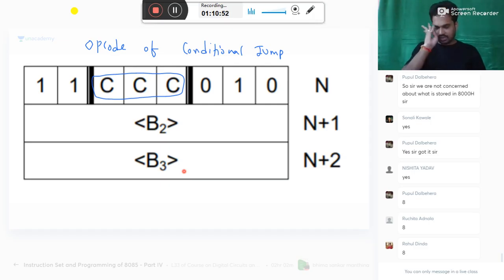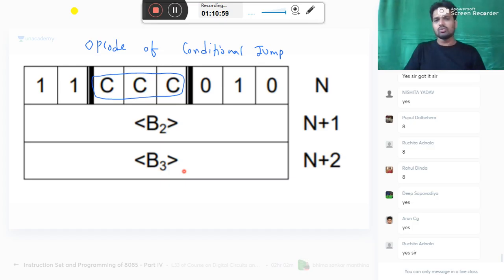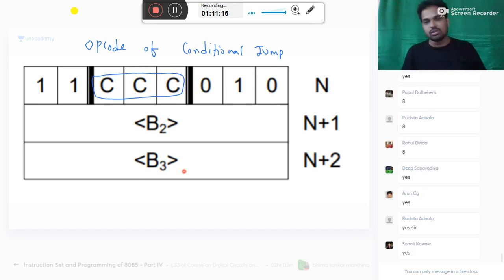I have 5 flags: carry, auxiliary carry, zero flag, parity flag, and sign flag. So I can make the code like this. When sign flag is 1, do this jump. When sign flag is 0, do this jump. Both are possible. Sign flag is 1, you can jump. Sign flag is 0, you can jump.